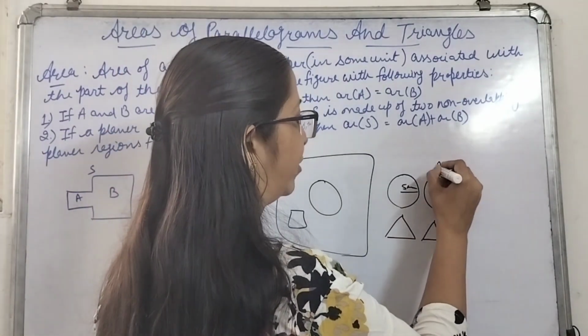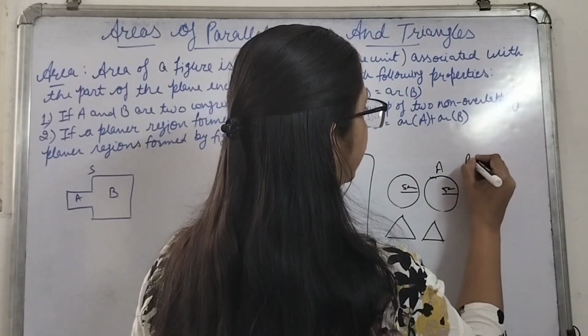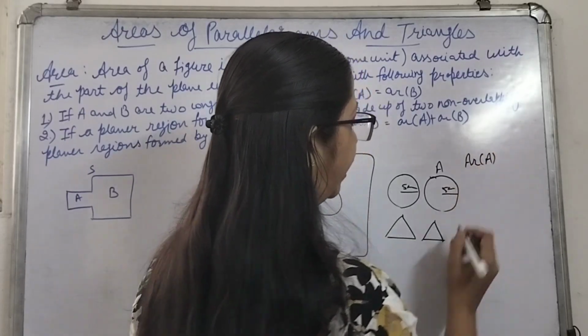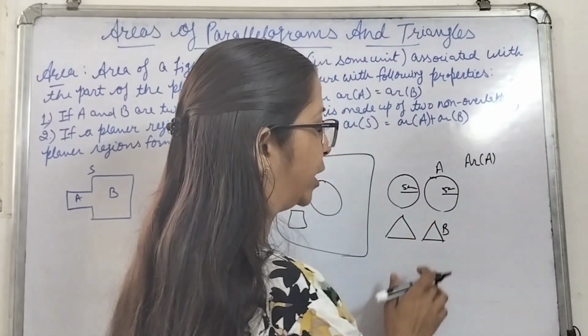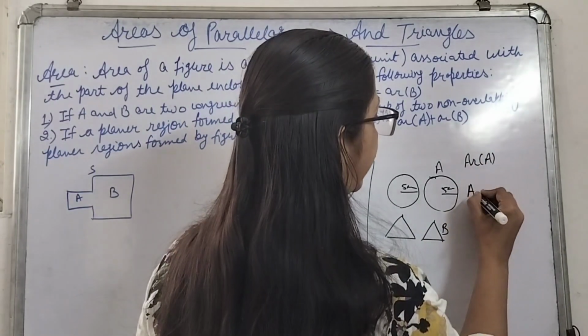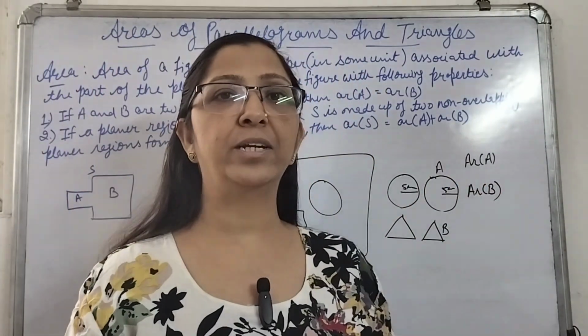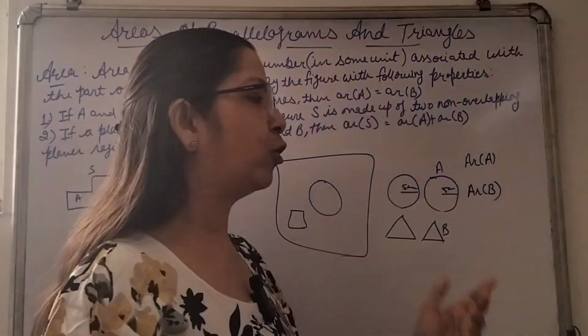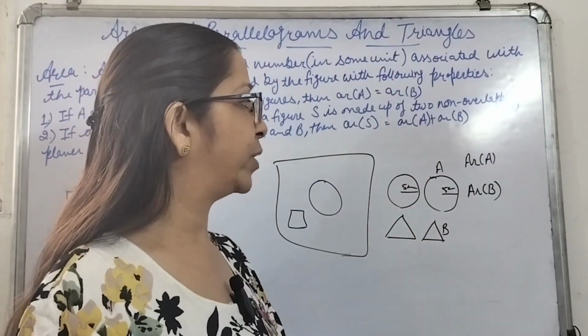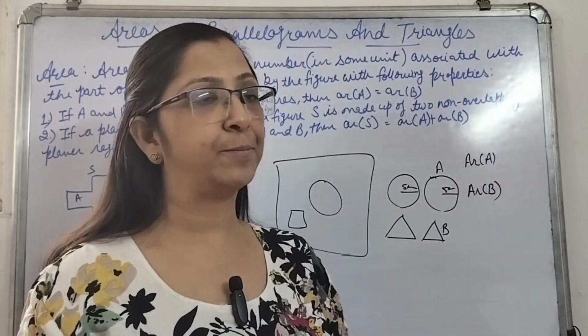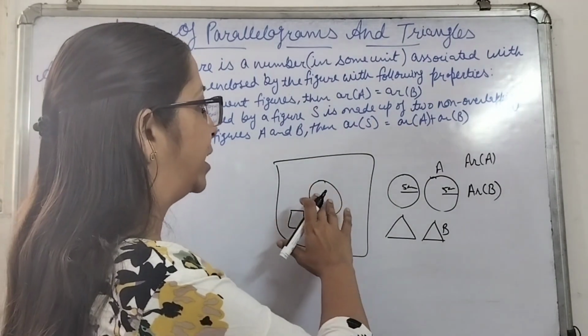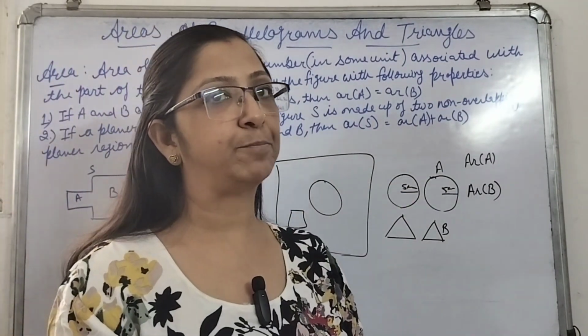Suppose this is your figure A. So the area of the figure will be represented as area of A. If this is B, the area of this will be represented as area of B. This is how we represent the area of any figure. If its name is either A or B, then we can represent the area of these figures this way. And just now we have said that the area of congruent figures is the same.